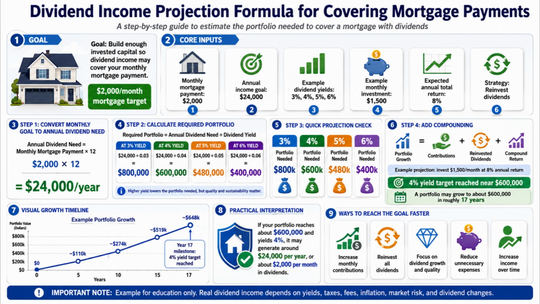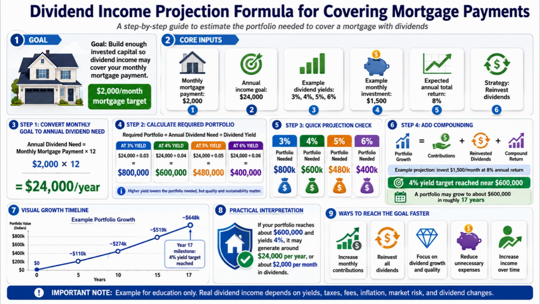Now, let's add compounding to the model. Portfolio growth may come from regular contributions, reinvested dividends, and compound returns. When dividends are reinvested, they can buy more shares. Then those extra shares may produce more dividends in the future. Over time, this creates a compounding effect and helps the portfolio grow faster.